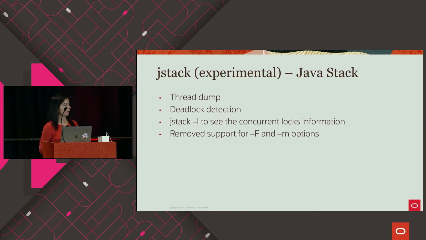The support for -F and -M has been removed since JDK 9 because the serviceability agent support was removed. The -M option is really helpful when we are trying to get mixed mode stack traces, which means that the stack trace would contain both Java level frames as well as native frames when you print out the stack trace.